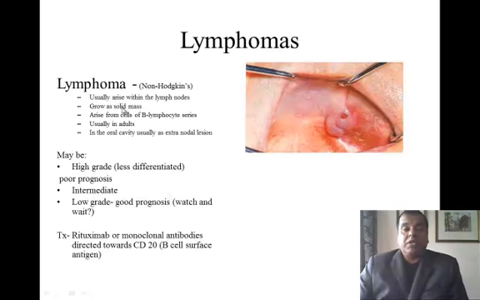So with regard to non-Hodgkin's lymphoma, it usually arises within the lymph nodes, grows as a solid mass from B lymphocyte series, usually occurring in adults. In the oral cavity, usually occurs as an extranodal lesion. And classification may be a high grade or intermediate or low grade. Low grade having a better prognosis, which you may just watch and review clinically. Treatment rituximab or monoclonal antibodies directed towards cluster differentiation 20, which is a B cell surface antigen.